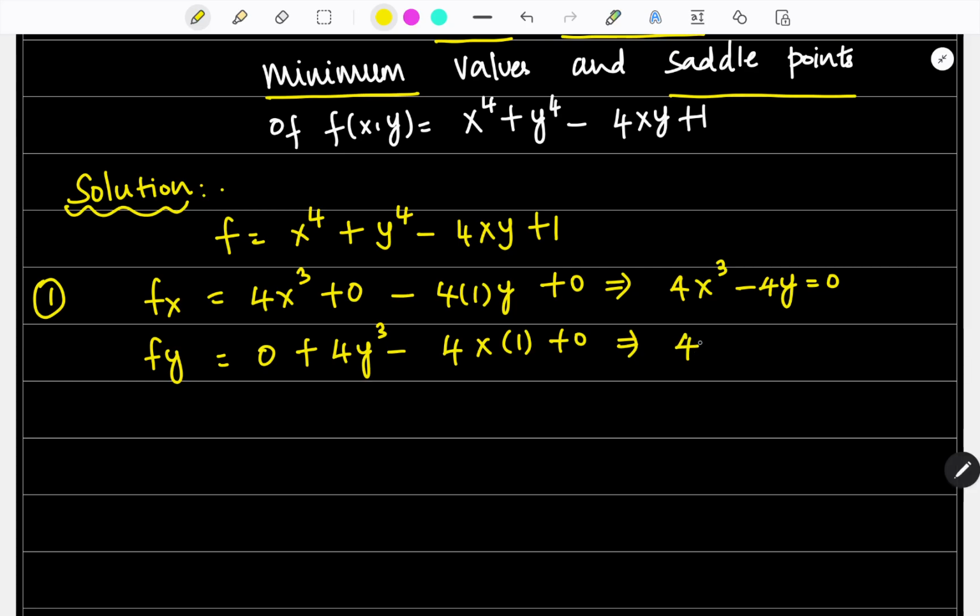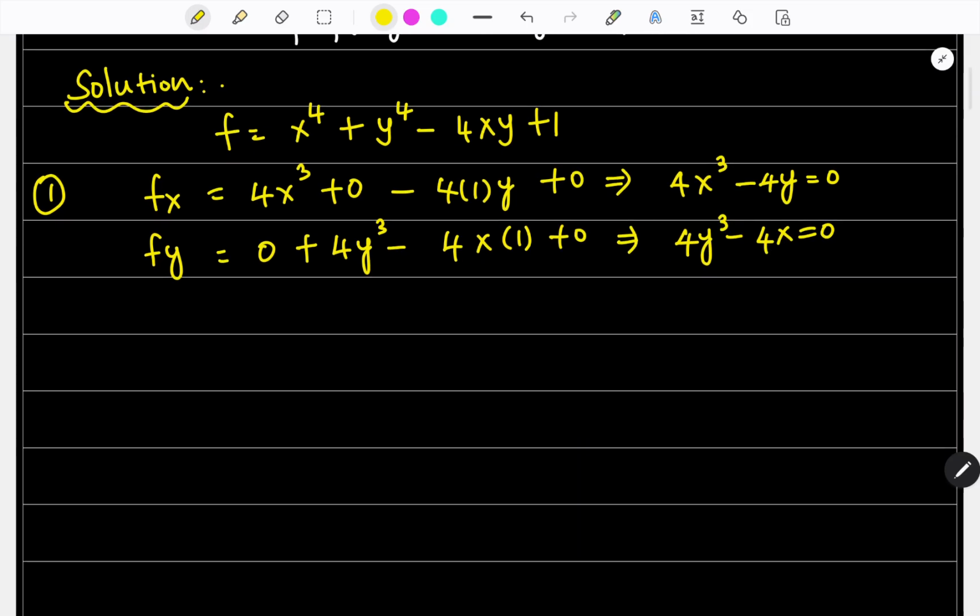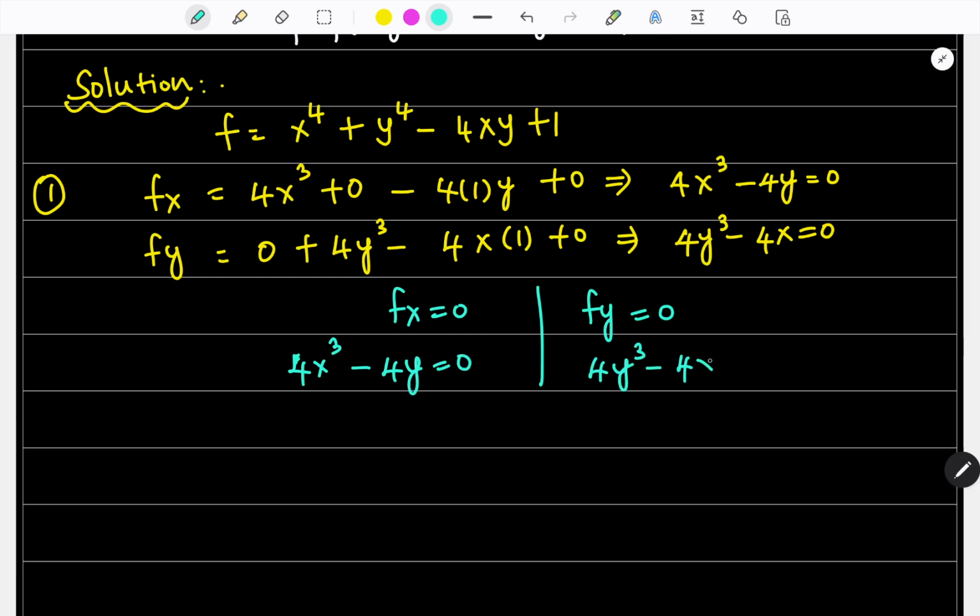Fy, which is 4y cube minus 4x equal to 0, right? So we are going to make fx and fy equal to 0. So fx is equal to 0, fy is equal to 0, which is 4x cube minus 4y equal to 0 and 4y cube minus 4x equal to 0. What is our job? From this step, you are going to find the values of x and y.